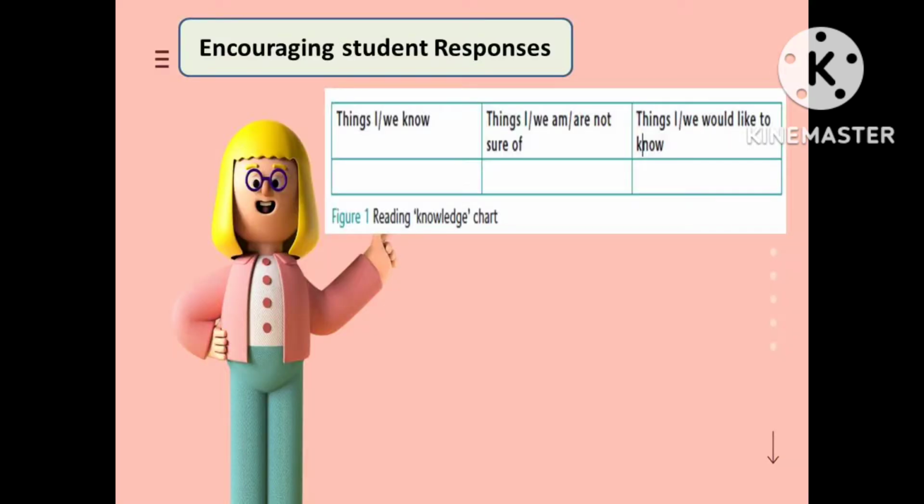We can also have our students look at the title of a text and then, individually or in pairs or groups, complete a chart before they read the text to guide their meaning.